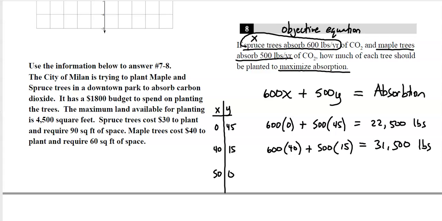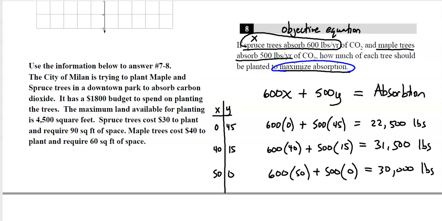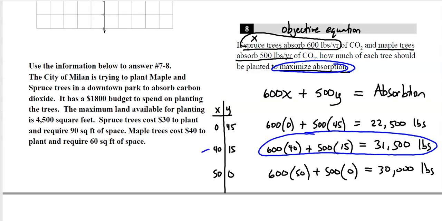And then finally, if I do 50 in the front and 0 in the back, that'd be 30,000. So it's close. However, if you want to maximize the absorption, this is the combination that works. We need 40 spruce and 15 maple. That's the best combination to satisfy all the constraints, the money and the square footage, and get the most absorption. It's like we killed 3 birds with 1 stone.